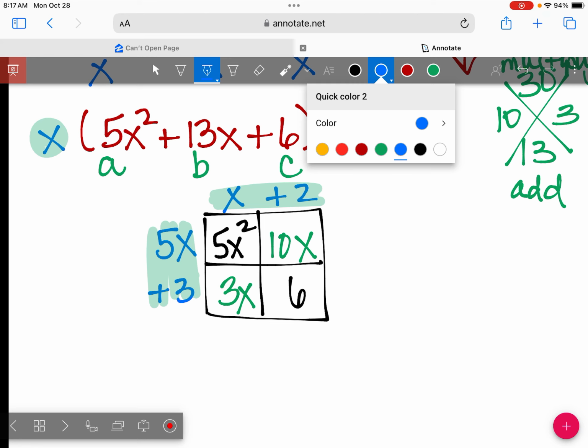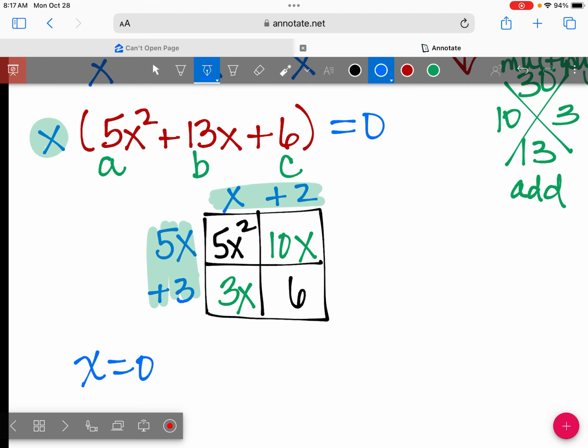So let's set all 3 of these equal to 0. So x equals 0, x plus 2 equals 0, and 5x plus 3 equals 0. Go ahead and get your 3 solutions. Because remember at the beginning we said we're looking for 3 answers. These are going to give us our 3 answers.